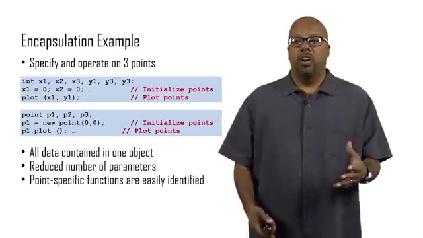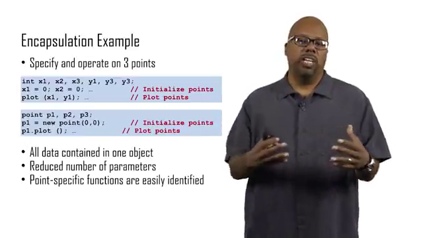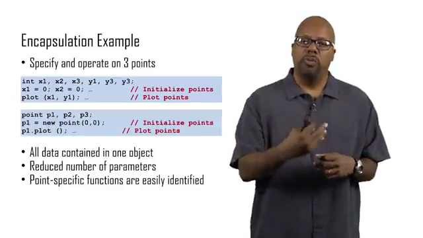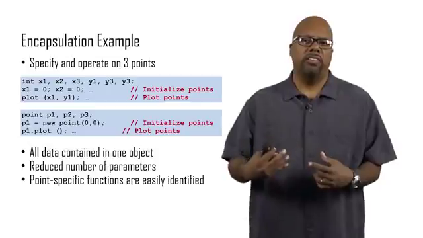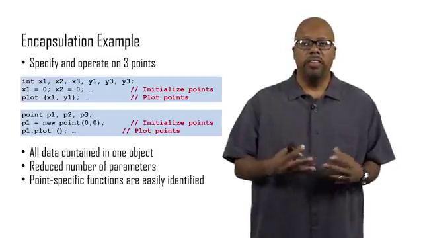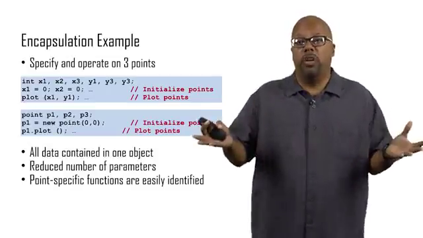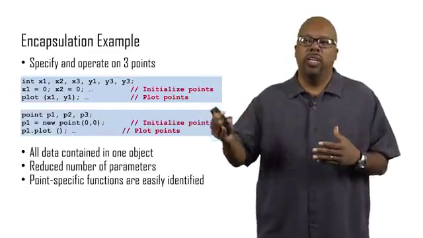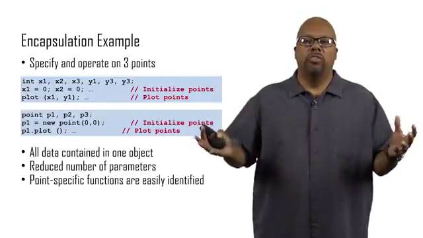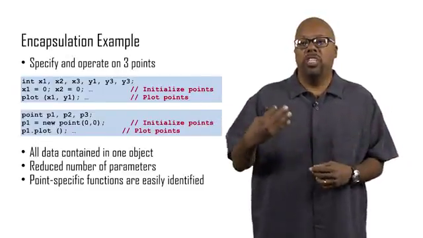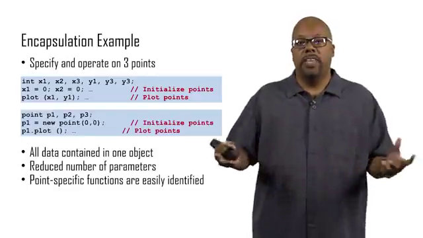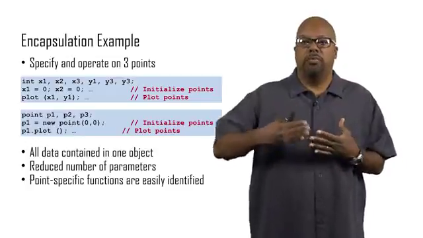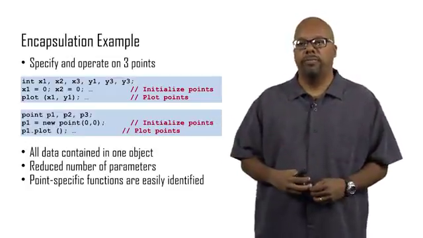So yeah, all data is contained in one object. All the data related to a point, the x and the y in this case, are contained in this one object, this point object. So p1 has its x and y, p2 has its x and y, p3 has its x and y. There are fewer parameters. Because we have fewer variables, we don't have to have x1, y1, x2, y2, x3, y3. We just have p1, p2, p3. So we've reduced the number of variables that we have to use and reduced the number of arguments to functions. Our plot function takes no arguments now, right? It doesn't have to take x1 or y1 explicitly. You just say p1.plot, and it knows where to get the data from.